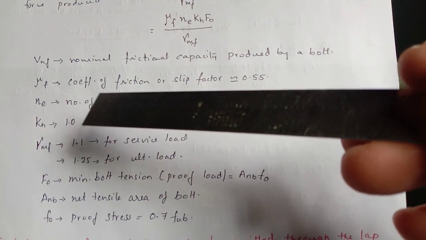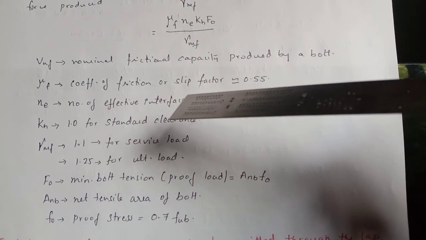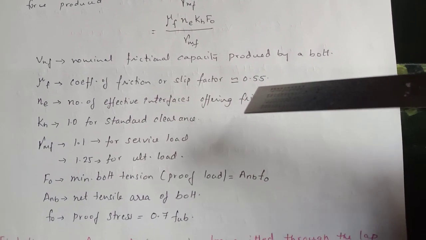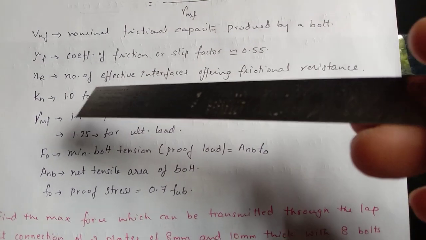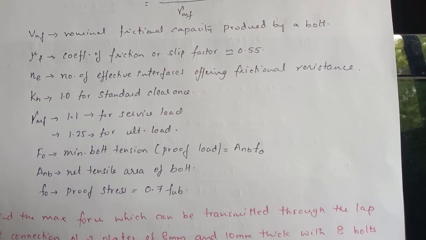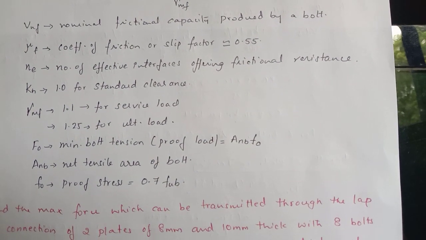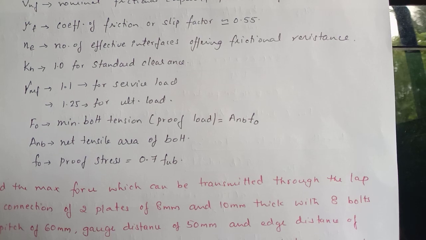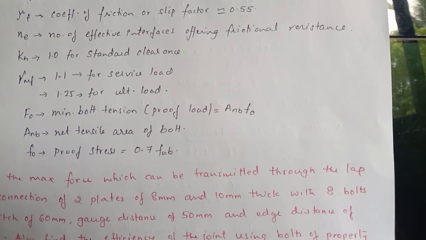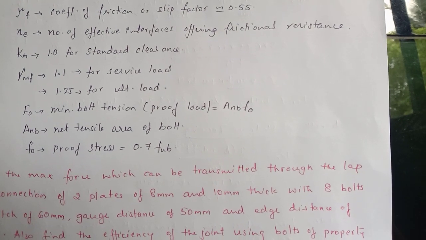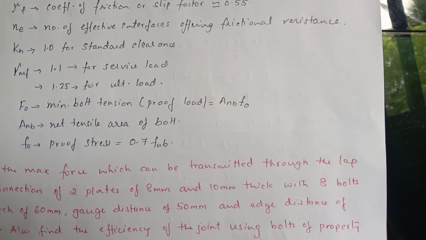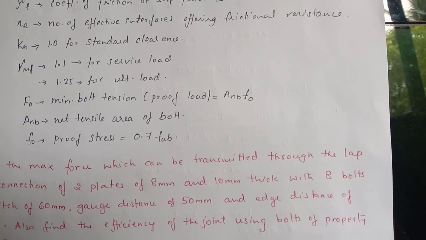Mu F is nothing but the coefficient of friction, which is also called the slip factor, usually taken as 0.55. Then Ne is the number of effective interfaces offering frictional resistance. Kh is equal to 1, that is for the standard clearance. Kh is also a factor. Then gamma MF is 1.1 for service load and 1.25 for ultimate load.